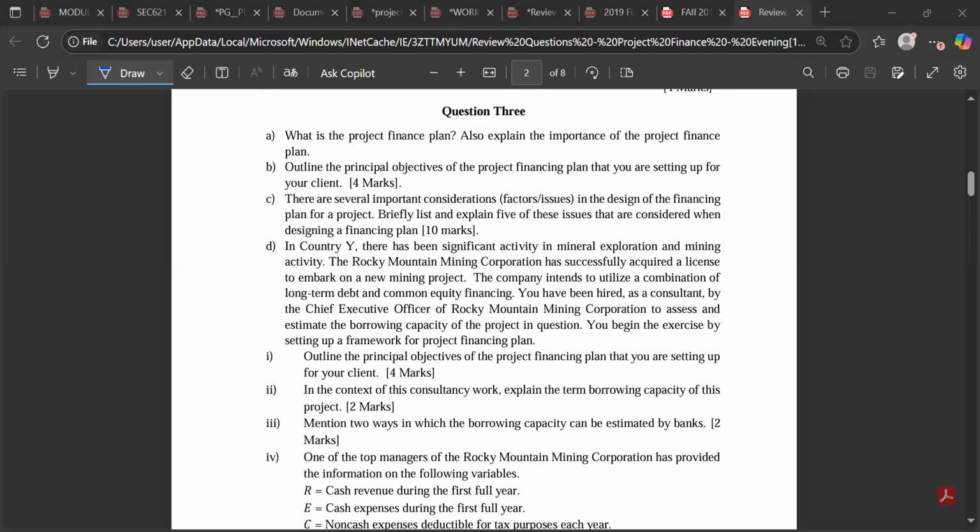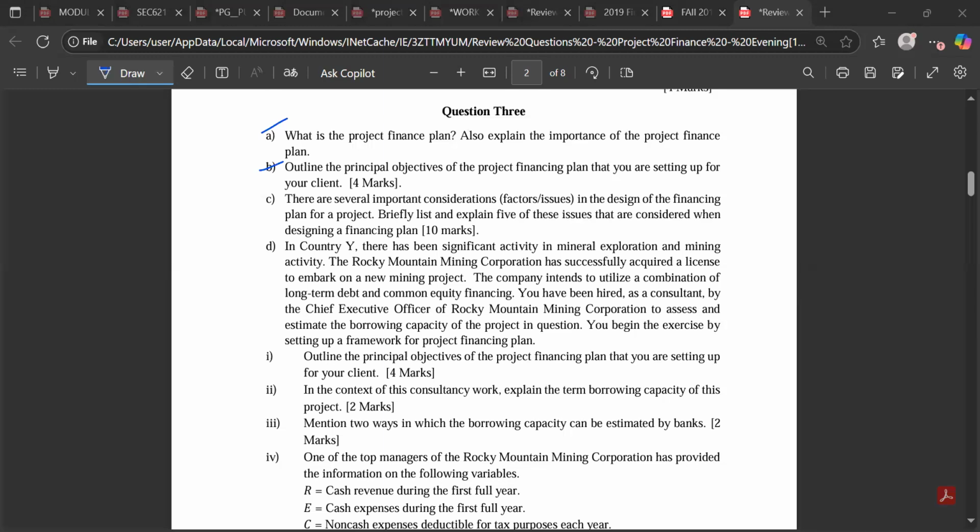Now, let's look at part C. Part C says there are several important factors and issues in designing the financing plan for the project. Briefly list and explain five of the issues that are considered when designing a financing plan. So this question is posed to you. What issues can you encounter in designing a financing plan? What issues will you encounter in designing a financing plan?